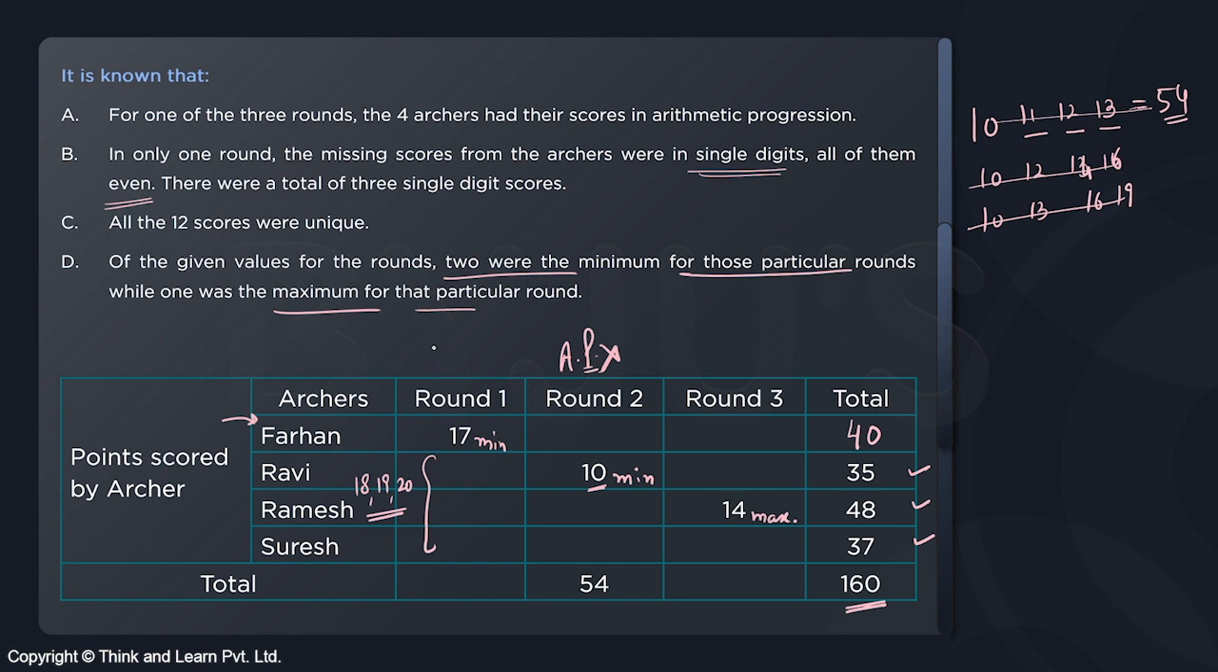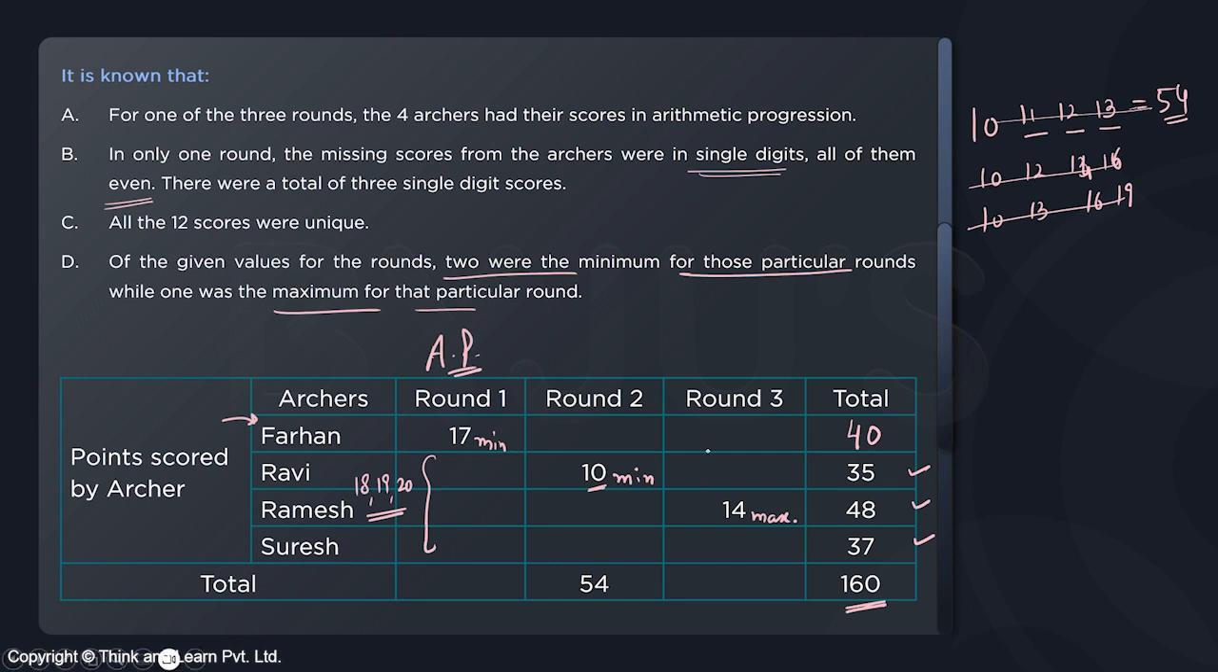18, 19, 20. So this is the round where all these scores are in AP series. We have found which round has all in AP series. I hope you all have understood this point. So these are going to be 17, 18, 19 and 20. This 10 is going to be minimum. This 14 is going to be maximum. And now we have to figure out some of the other values as well.